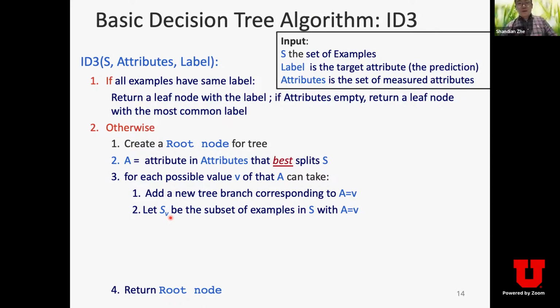Okay. So now we should consider some cases. First, what if SV is empty? Basically it means that in all the examples in S, no one takes the attribute A's value to be V. So we end up with an empty SV. If SV is empty, how should we handle this case?